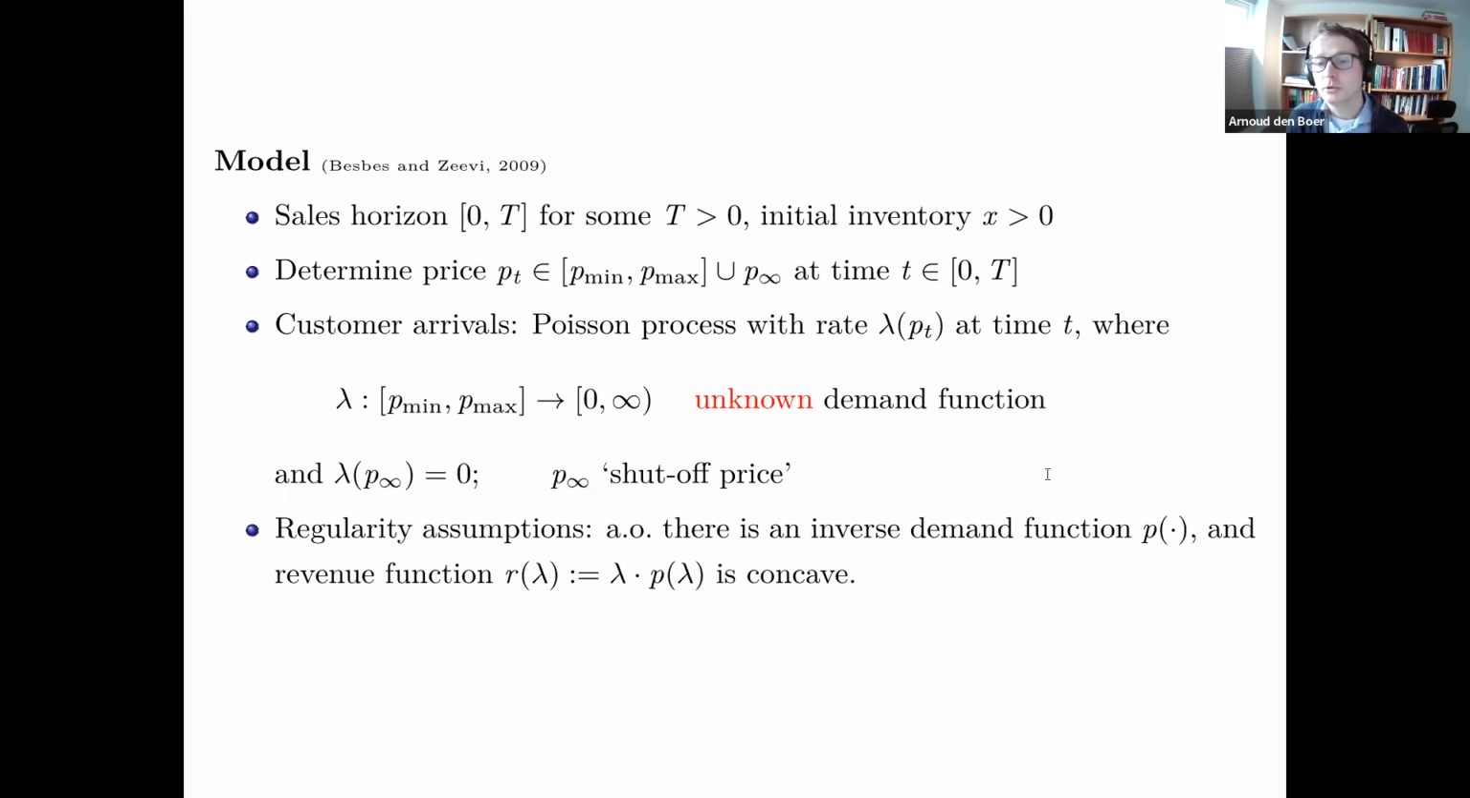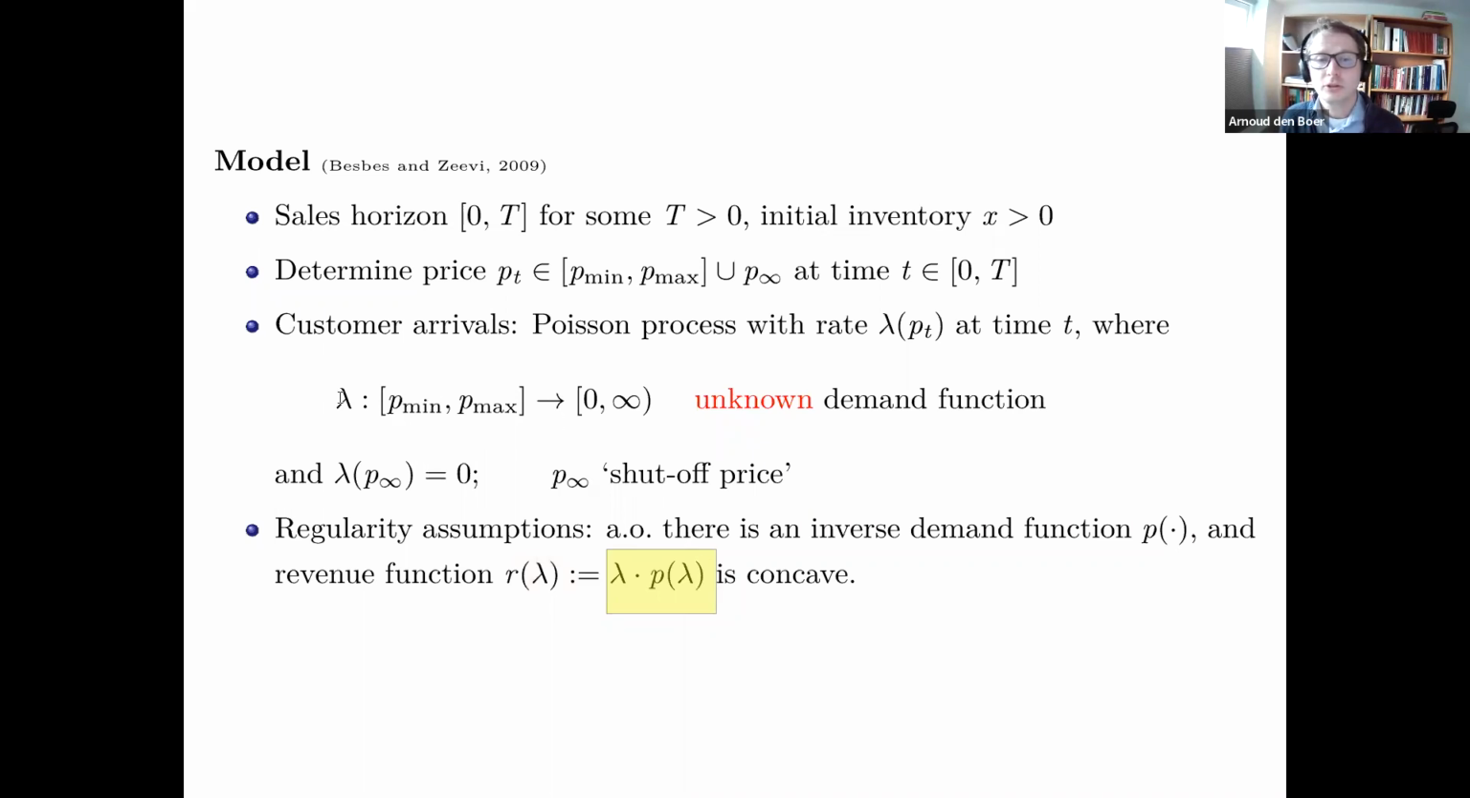For example, usually what is assumed is that it is sufficiently often differentiable. And what we also assume is that this function is concave. So we do not assume, if a function is concave, then it's easy to maximize. We do not assume that the revenue function, so price times demand, is concave as function of price, but it's more common to assume that it is concave as function of demand.